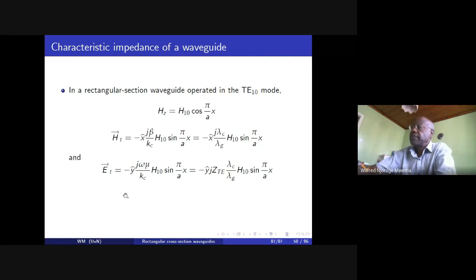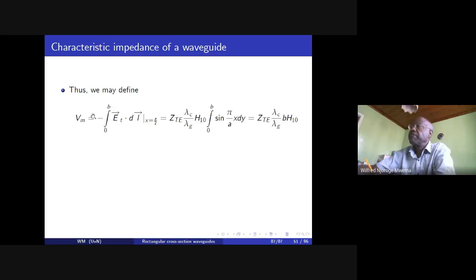And the transverse electric field is given by j omega mu by Kc, H10 sine of pi by a x, and we get a value of minus j Z_TE lambda_c by lambda_g H10 sine of pi by a x, where Z_TE is of course the wave impedance for the TE modes. So for the TE10 mode, we see that the transverse electric field is maximum in the plane x equal to a by 2.